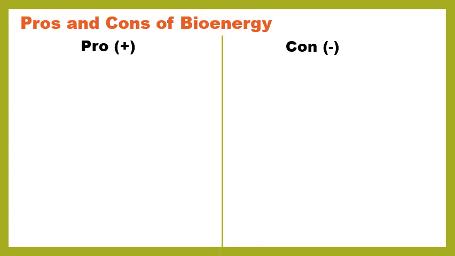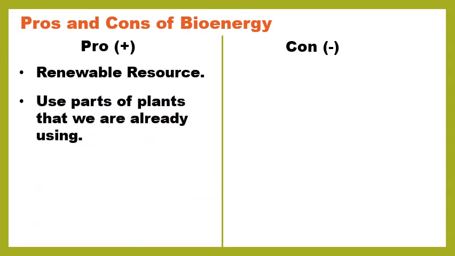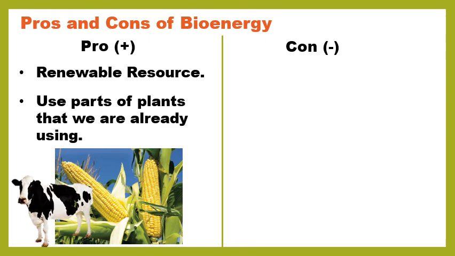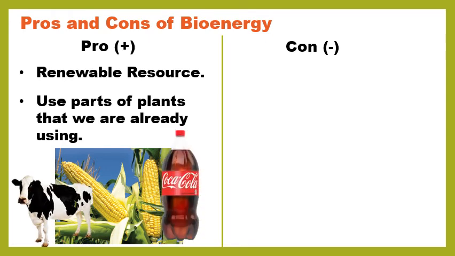All right, one more time. Pros and cons of bioenergy. Pros are it's a renewable resource. And we can use parts of plants that we are already using. So for example, corn. We make so much corn. We make corn to feed our cows that we eat a lot of. We make corn to make corn syrup, which is sweet, and we use it to flavor our drinks like pop.